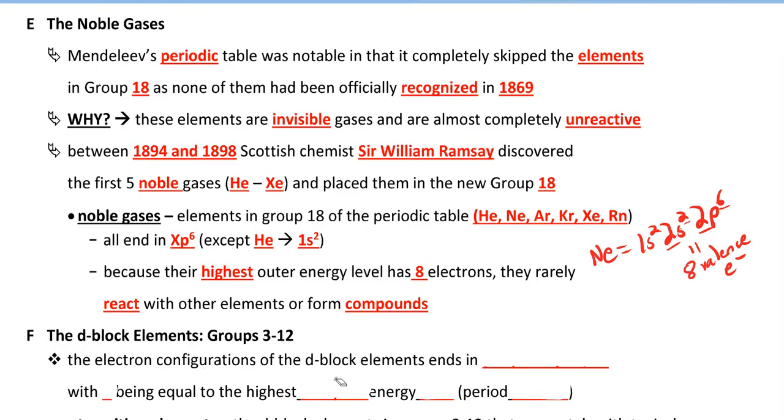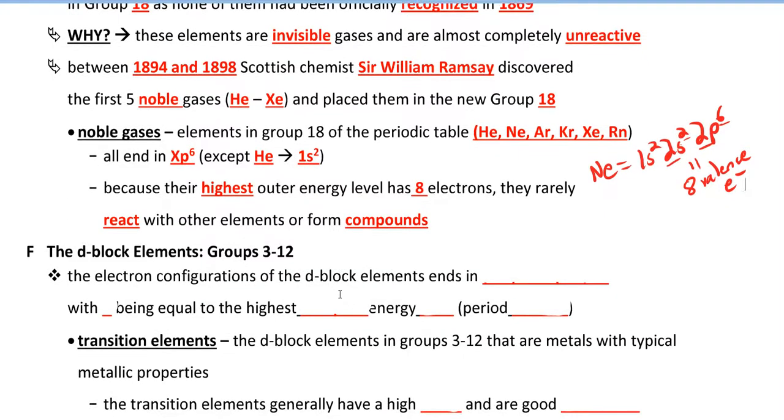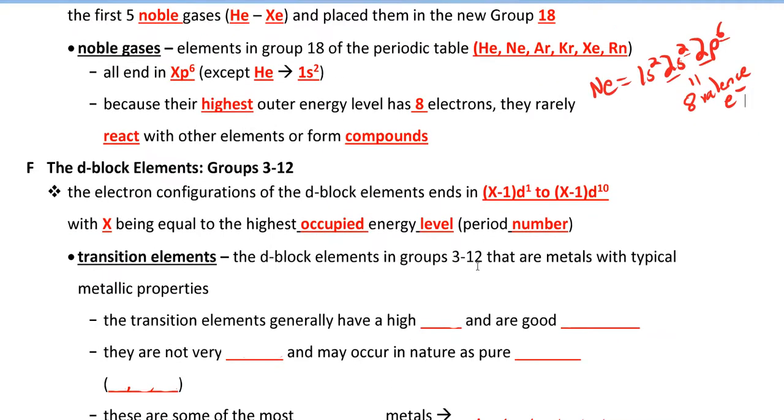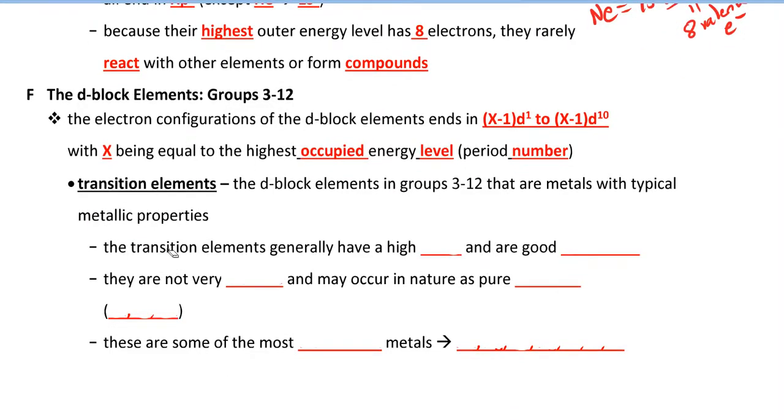Okay, now the d block elements are elements that are in groups 3 through 12. With electron configurations, this is a little complicated if you just look at it, but basically the d block elements end in (x minus 1)d1 to (x minus 1)d10. Again, x is equal to the highest occupied energy level, or the period number. So if you're looking at elements in period 4, they end in 4 minus 1, that's 3, so they end in 3d1 to 3d10. And this agrees with the electron configurations we've been doing from the previous unit.